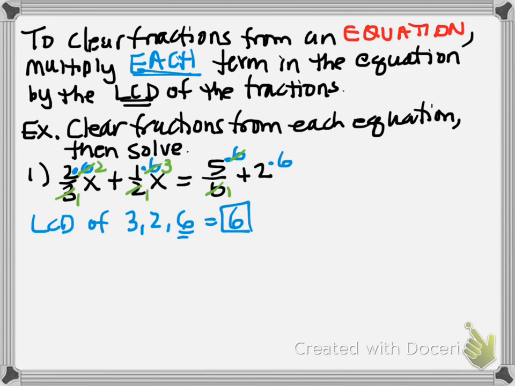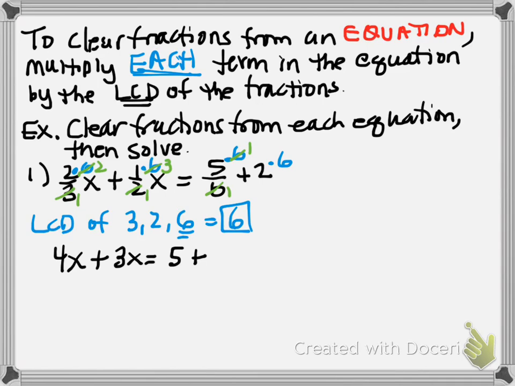6 goes into itself evenly and into itself evenly. And then I just have a new product at the other end. So what I'm left with is 2 times 2, which is 4, and then there's an x, plus 1 times 3x is 3x. 5 times 1 is 5, and 2 plus 6.